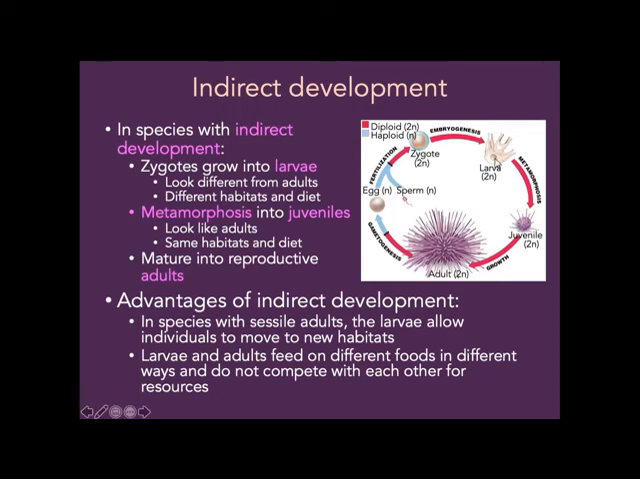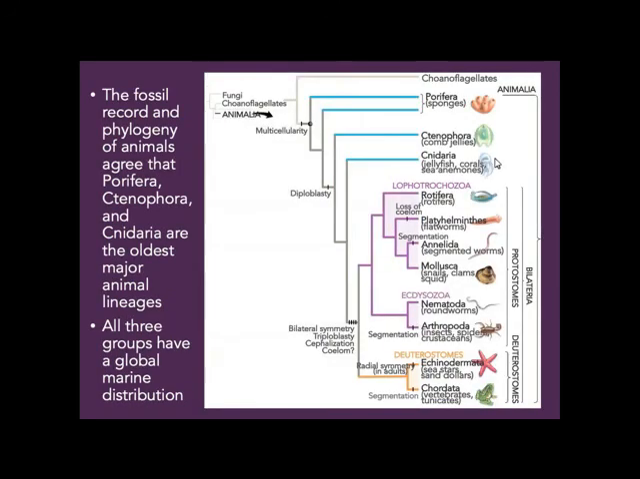All right, so let's talk about what the fossil record and the molecular phylogeny of animals agree upon. They agree that Porifera, Ctenophora, and Cnidaria are the oldest animal lineages. They disagree about whether this one goes here or this one goes here, but we definitely agree that one of these three is the oldest. All three groups have a global marine distribution. So the Porifera here are diverse. They're sessile, meaning they don't move, mostly marine, meaning salt water, and suspension feeding.